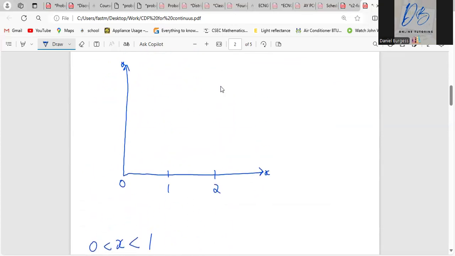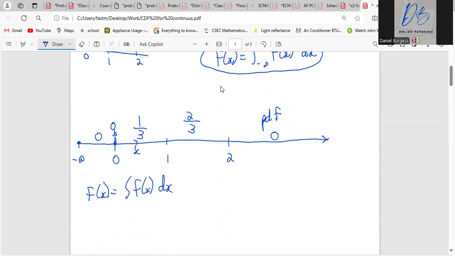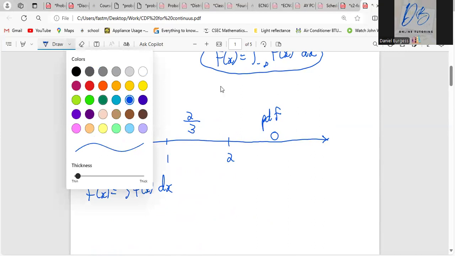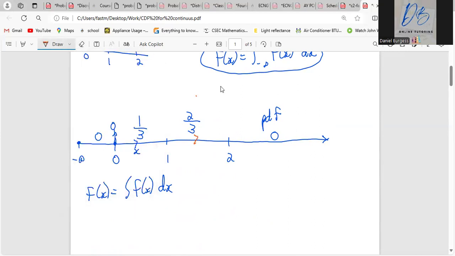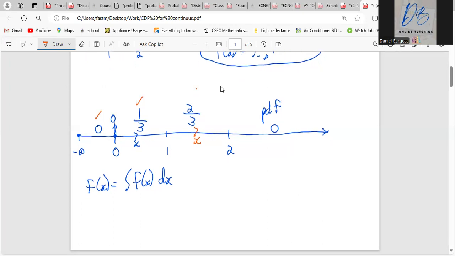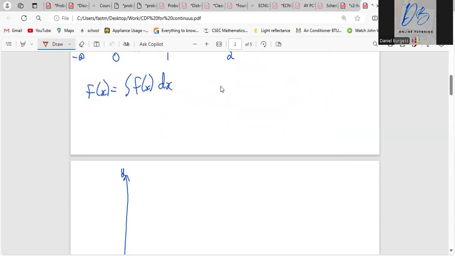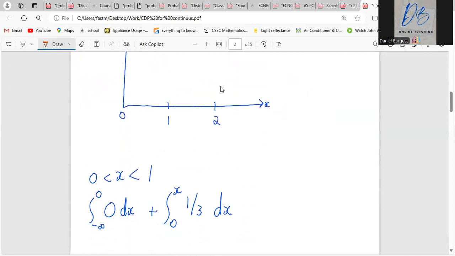For the other interval, I won't do the integration as yet. From 1 to 2, I'll use a different color. If it's 1 to 2, that means it's somewhere in between here. So remember, we have to cumulatively add up the area. So it'll be the integral of this piece plus the integral of this piece plus the piece of integral in between here. x will be any point in between 1 and 2. Right? So that's how you could think about it. You have to cumulatively add up each piece before.